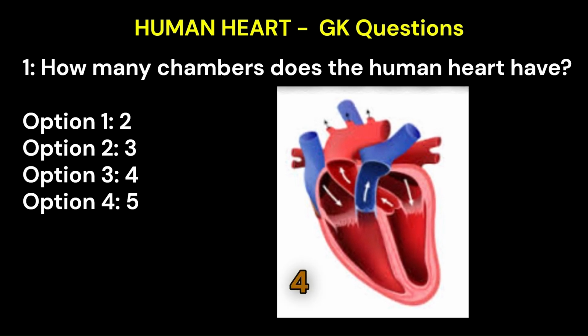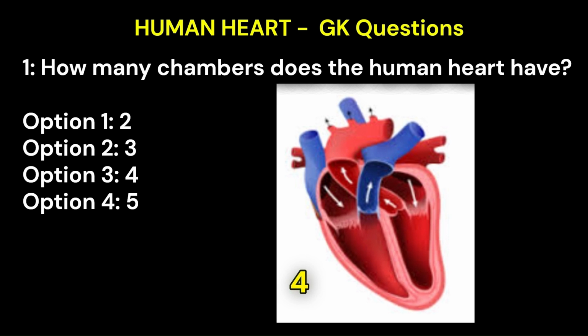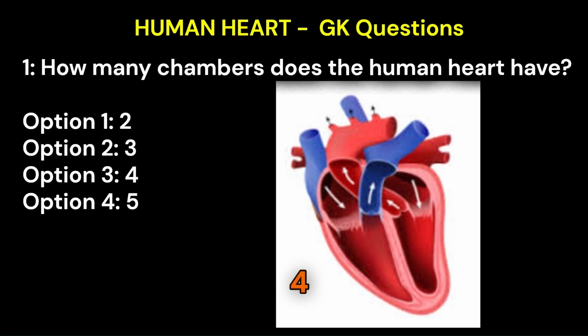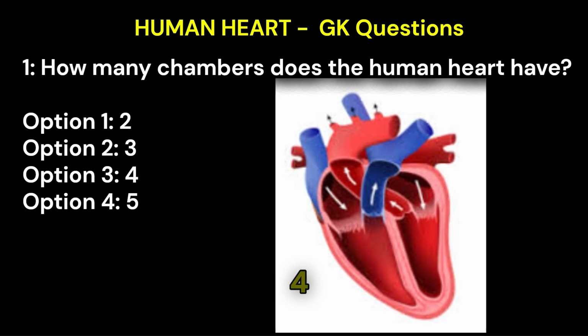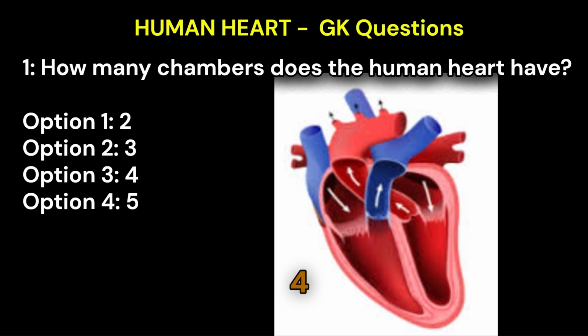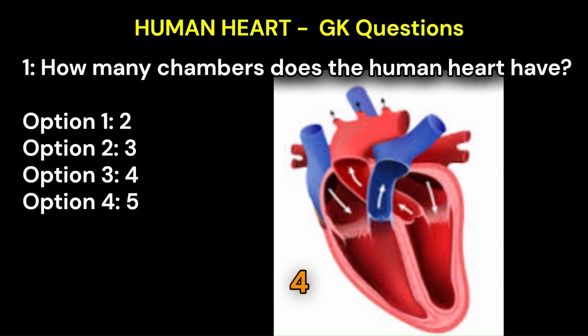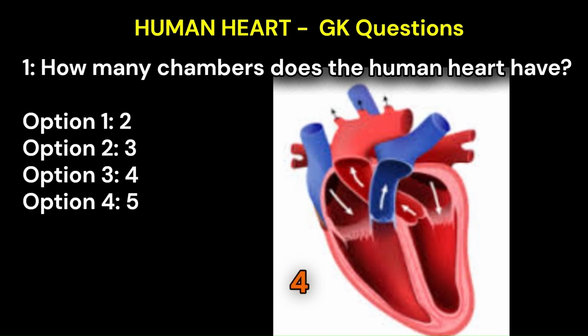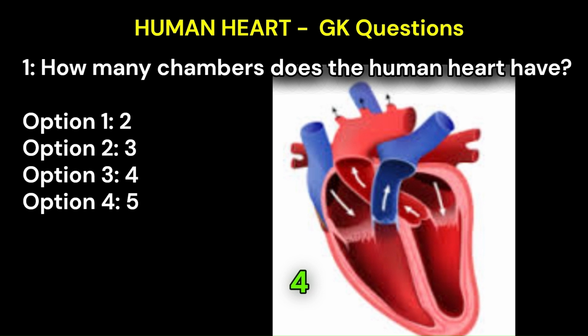The human heart has 4 chambers: 2 upper atria, left and right, and 2 lower ventricles, left and right. The atria receive blood, while the ventricles pump it out. This structure ensures efficient separation of oxygenated and deoxygenated blood.